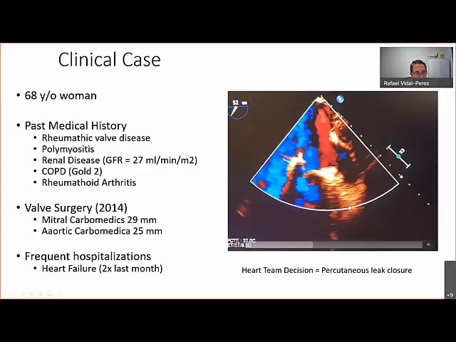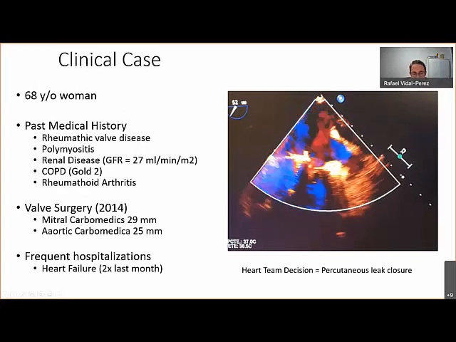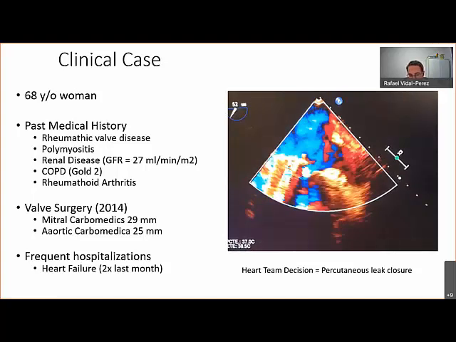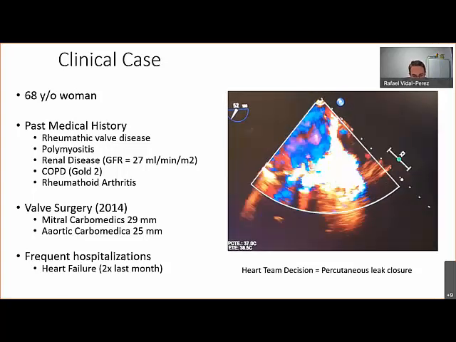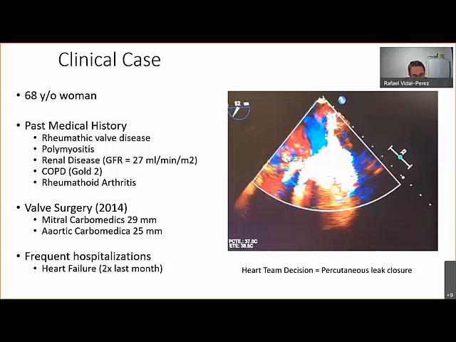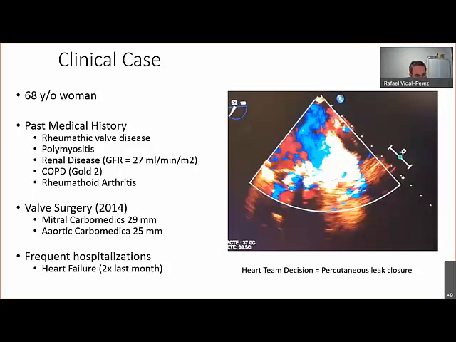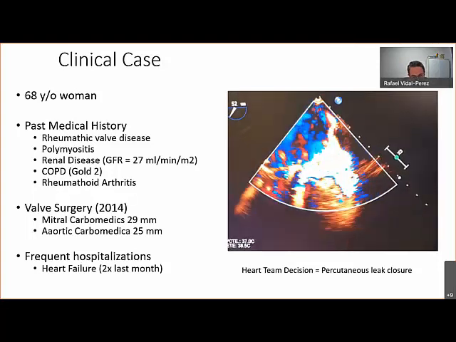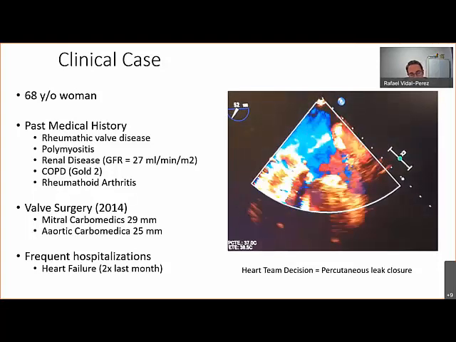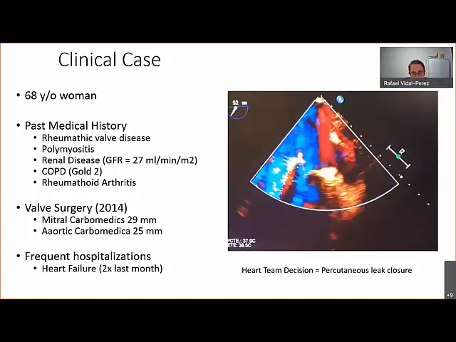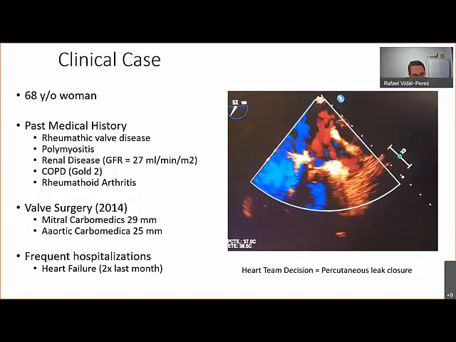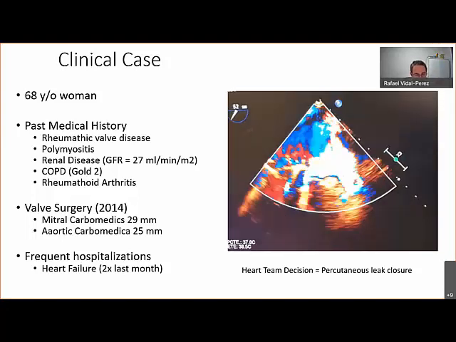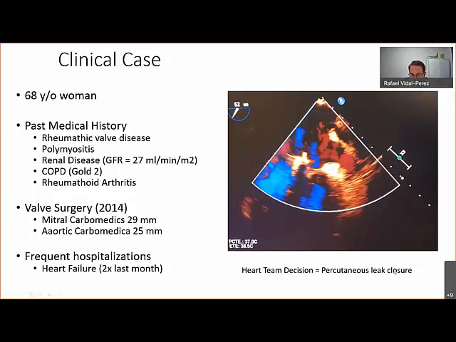It's a 70-year-old woman. The past medical history of the patient was rheumatic valve disease, polymyositis, renal disease with a low glomerular filtration rate of 27 milliliters per minute per square meter, COPD GOLD stage 2, and rheumatoid arthritis. Valve surgery was performed in 2014 with two valves, a mitral Carbomedics 29 millimeters and an aortic Carbomedics 25 millimeters, and she has a history of heart failure with two episodes in the last month.